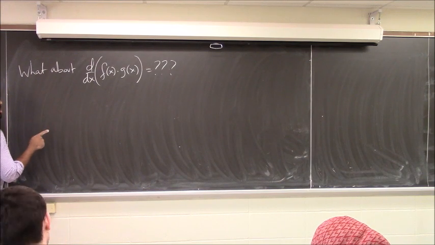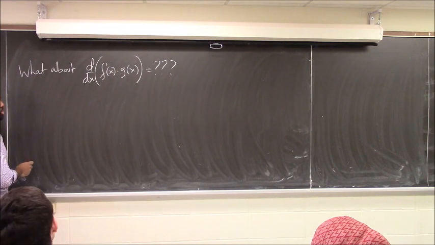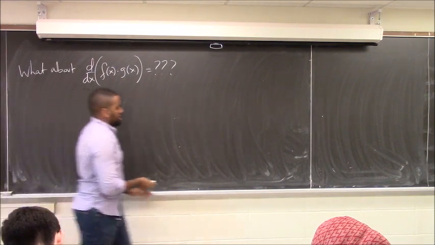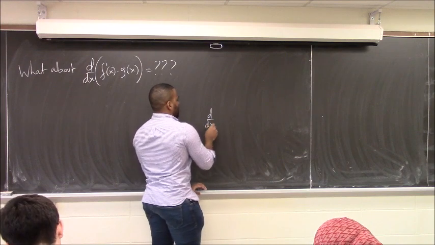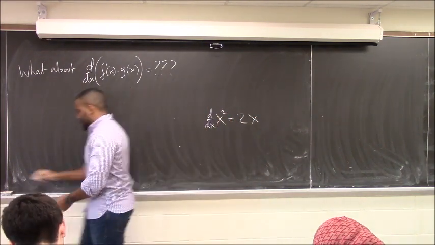And again, for one, it's easy to see why just taking the derivative of each part and multiplying them together does not work. I mean, you can take, for example, the derivative of x squared. We know the answer is 2x, right? That's the answer.